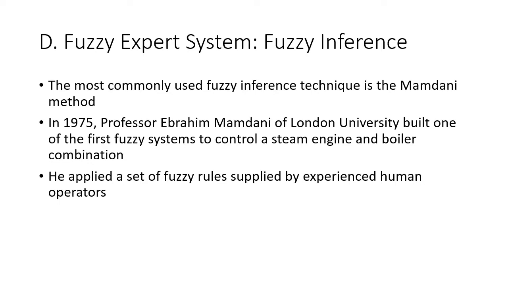It was introduced in 1975 when a professor called Ibrahim Mamdani of London University built one of the first fuzzy systems, which was used to control a steam engine and boiler combination. What he did was create a fuzzy set of rules that was supplied by experienced human operators and applied them in his fuzzy system.